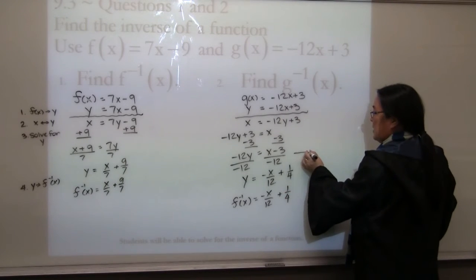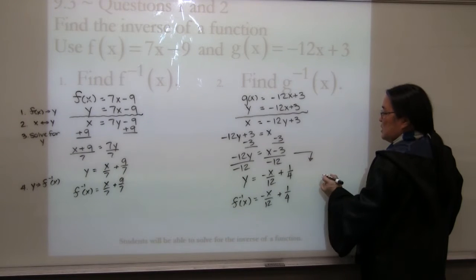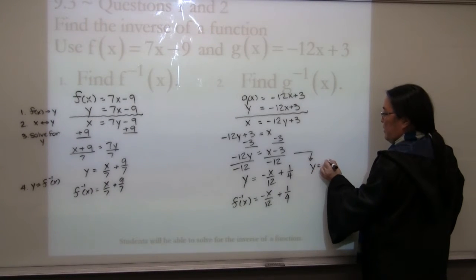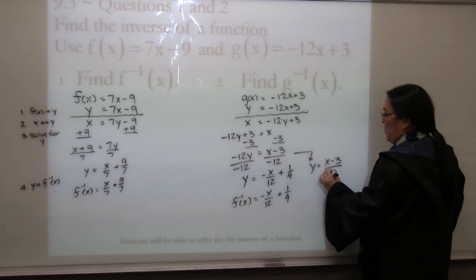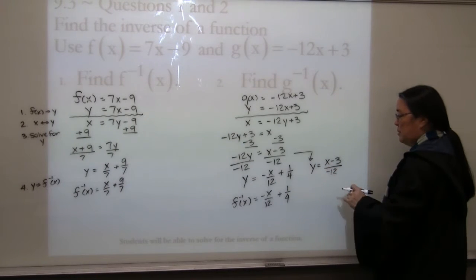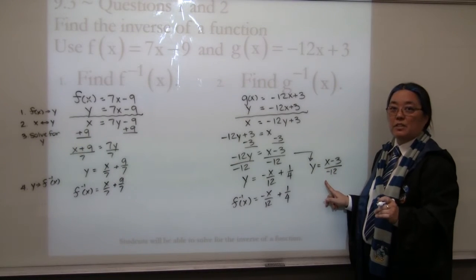Now, let's say that you decided not to make it into two separate ones. You could have x minus 3 over negative 12. A lot of people do not like having the negative in the denominator.